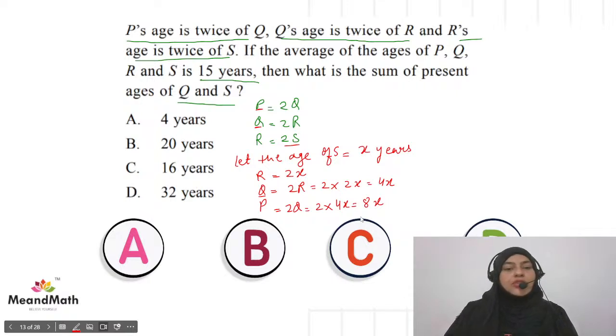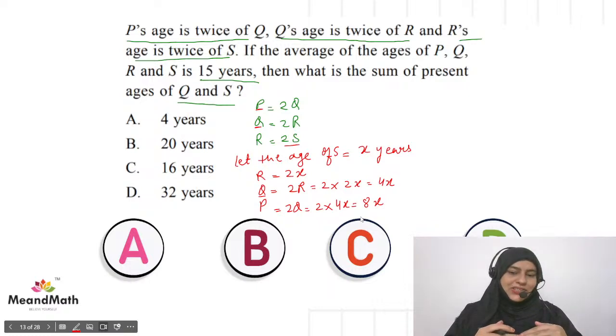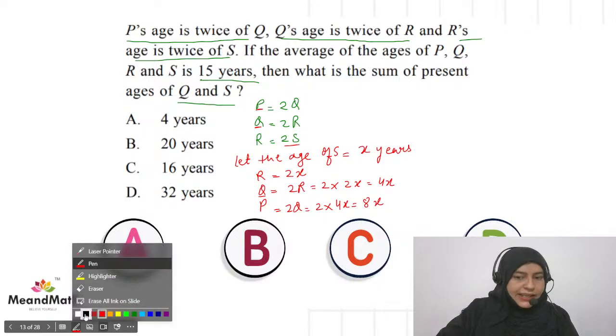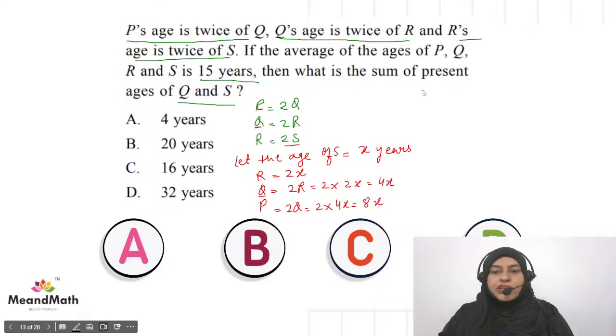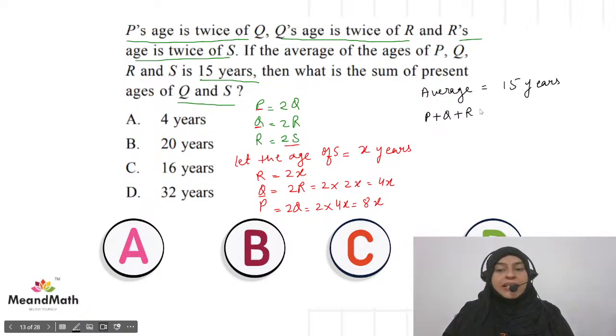Now, here is the average. And one more thing: whenever you need to find an average, you need to find the total and divide it by the number of participants there, correct? So let's solve it by taking another color. The average age is given, which is equal to 15 years. It is given in the question. And how can we find the average? We need to take the total P plus Q plus R plus S.